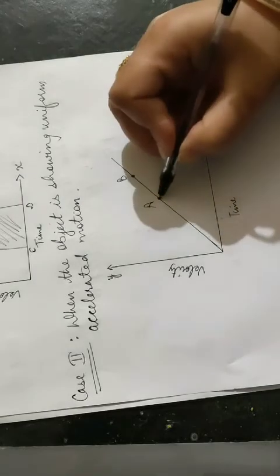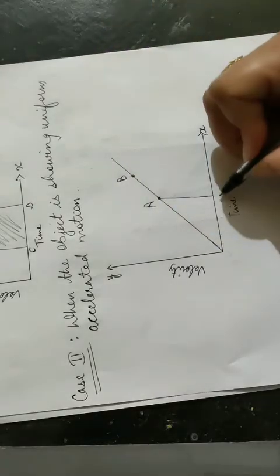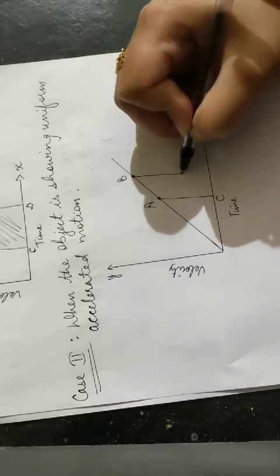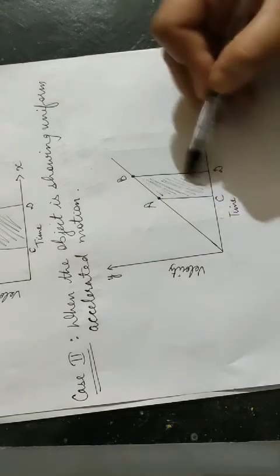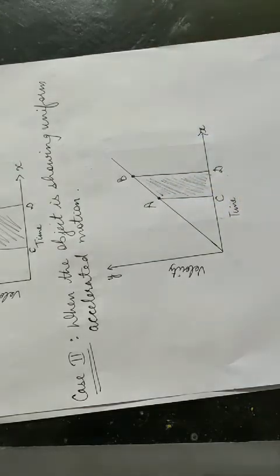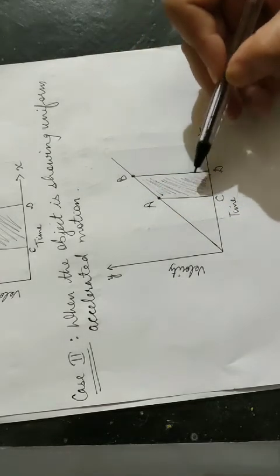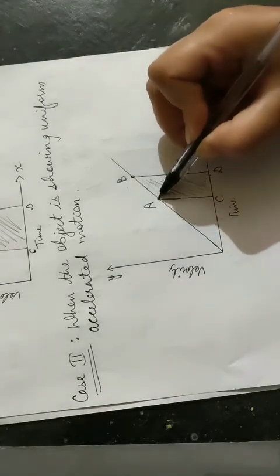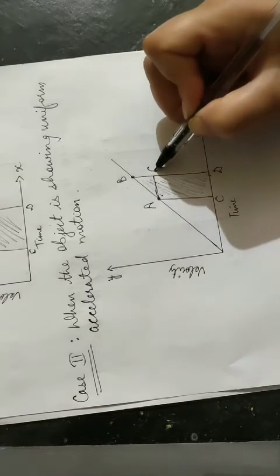Now, again draw a line perpendicular to the x-axis. Let this point be C and a line perpendicular from B to the x-axis. Let this point be D. Now, we will calculate the distance covered under this area. This is not a rectangle, it is a trapezium. Now, to simplify it, we will draw a line parallel to CD. Let this point be E.